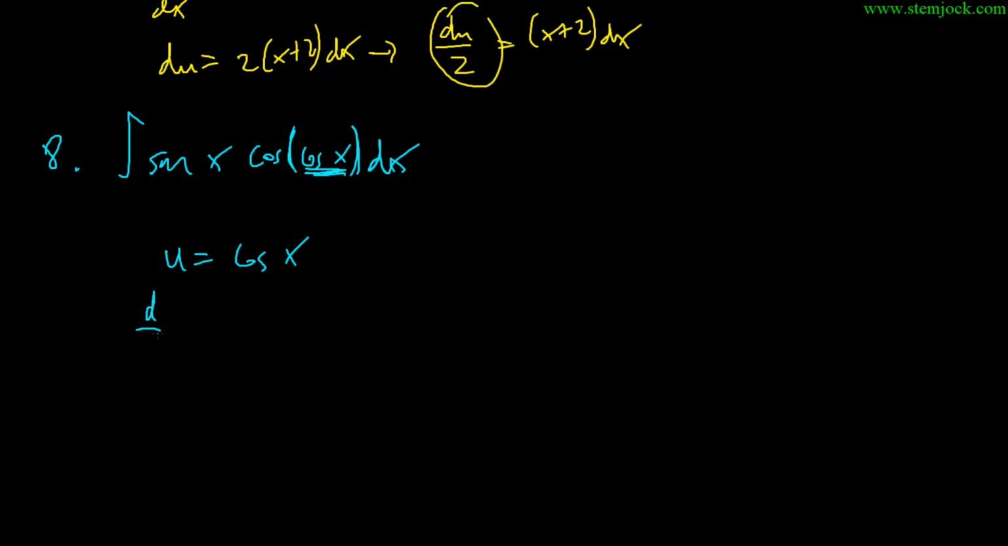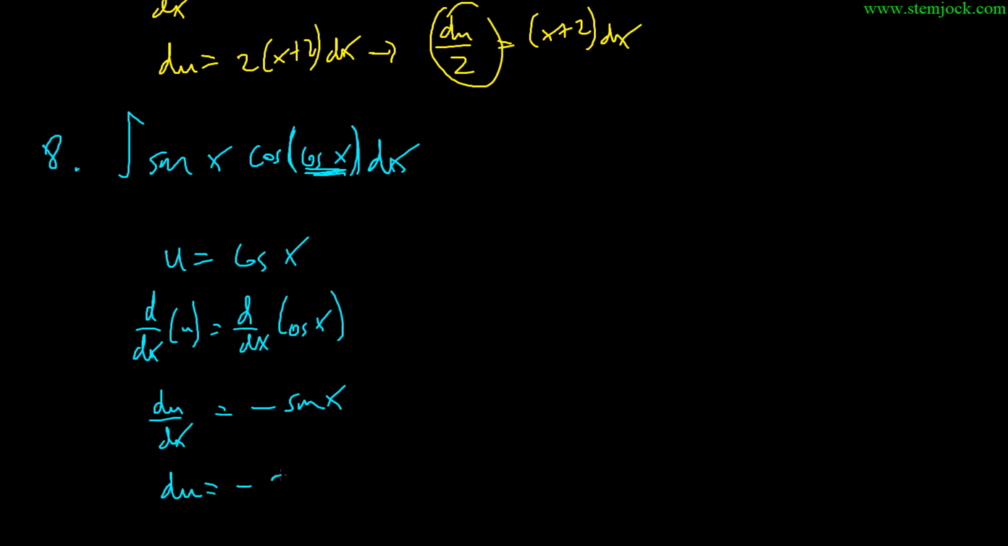And if I follow the same procedure, I take the derivative of both sides. And on the left, I have du dx, and the derivative of cosine is minus sine x. And now I multiply both sides by dx to get du equals negative sine x dx. Now I don't have a negative sign in this integrand, so I'm going to multiply both sides by -1. So negative du equals sine x dx. So this sine x and this dx here will be replaced with negative du.